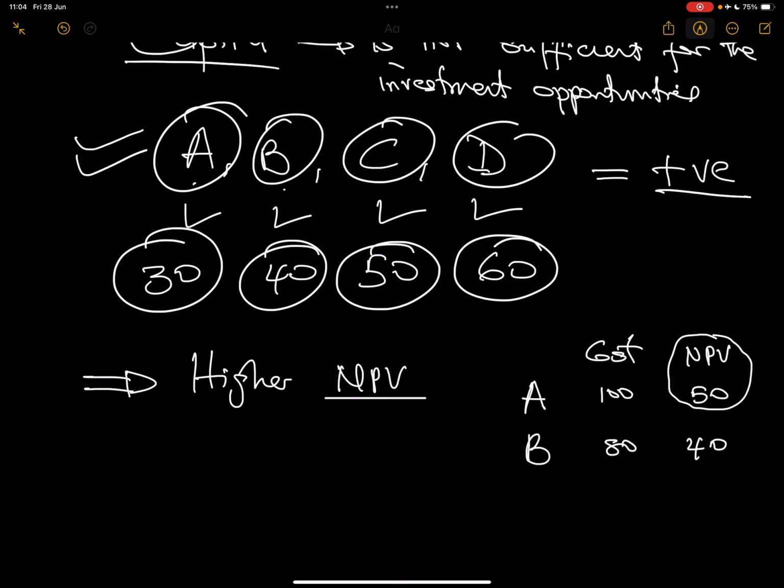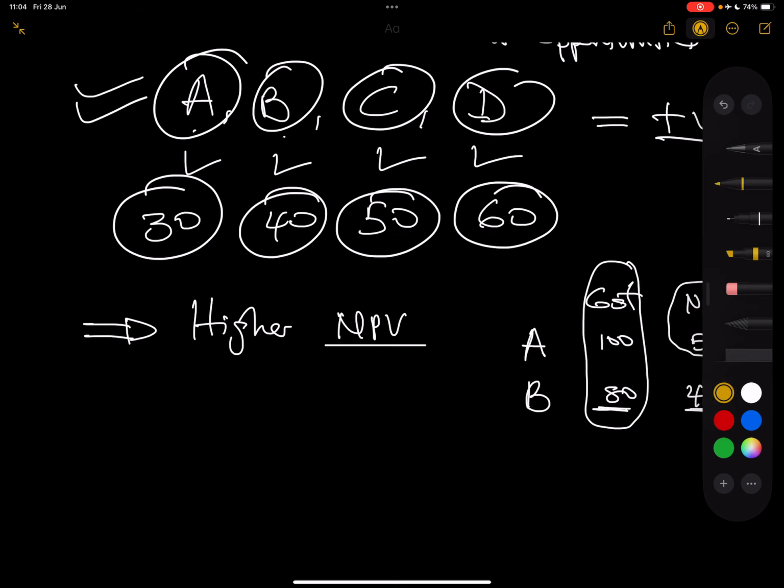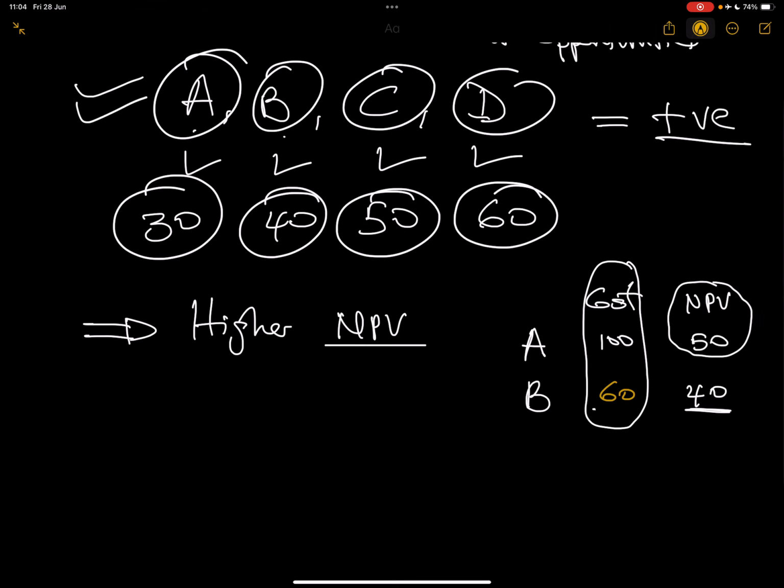But no, you cannot consider NPV in isolation of the cost. Because if you are going to invest 100 and get 50, and you are going to invest just 80 and get 40, you want to be sure which one is better. To make it very easy, let me not use 80. I'm going to use 60. So the cost of B is 60 and it's giving an NPV of 40.